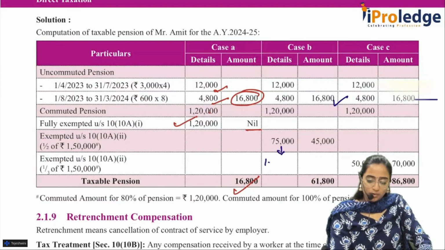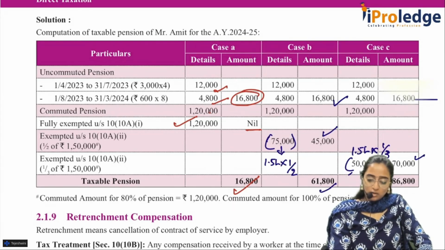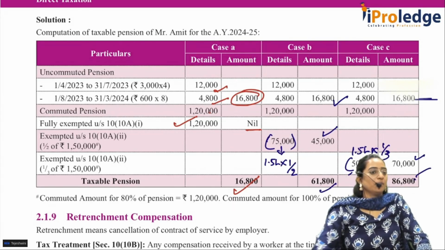75,000. How did you get? 1.5 lakh. Govinda. Multiplied by how much? 1 by 2 or 1 by 3? 1 by 2. Not receiving gratuity. Here 1.5 lakh multiplied by 1 by 3. Receiving the gratuity. So 1,20,000 minus 75,000, 45,000, plus 16,800, 61,800. 1,20,000 minus 50,000, 70,000. Total combined to 86,800.